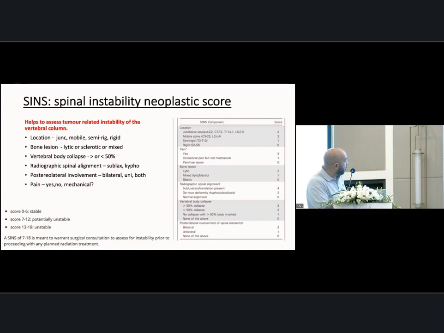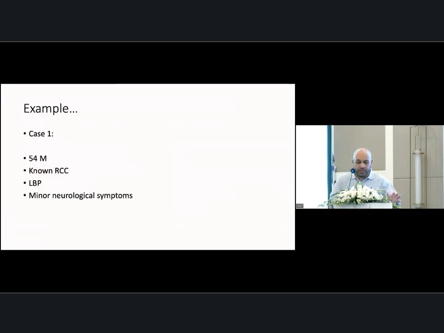for putting this in the corner, but if you get a score from these numbers of 0 to 6, the spine is stable. You don't need to stabilize. You don't need to operate. If the score is anywhere between 7 to 12, it's potentially unstable, and you can try and manage this either way. But if the score is 13 to 18, it's unstable, and you should be considering stabilization of some sort. So let's do a quick example.